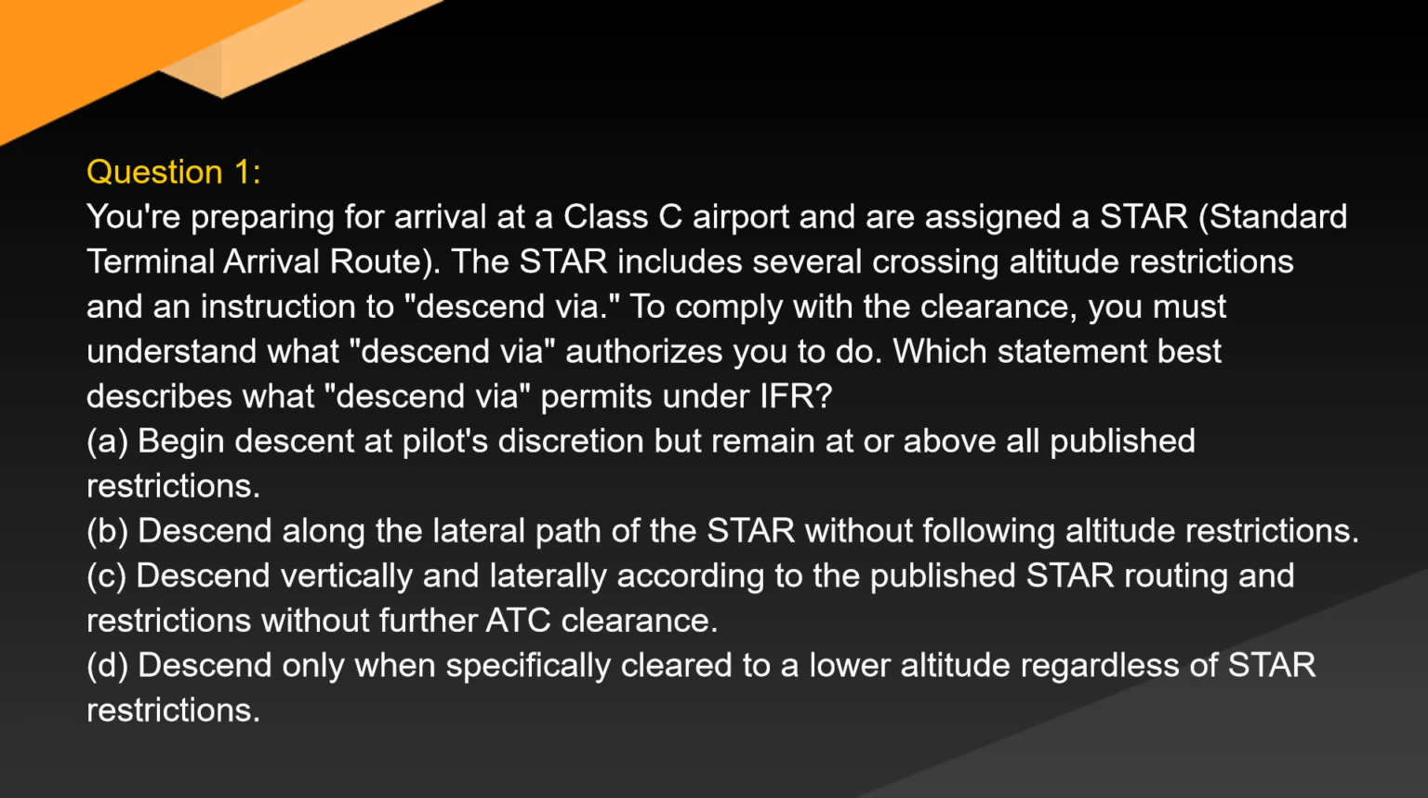A. Begin descent at pilot's discretion, but remain at or above all published restrictions. B. Descend along the lateral path of the STAR without following altitude restrictions. C. Descend vertically and laterally according to the published STAR routing and restrictions without further ATC clearance. D. Descend only when specifically cleared to a lower altitude regardless of STAR restrictions.